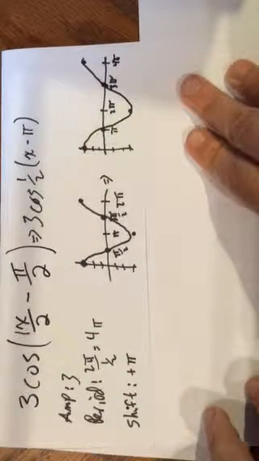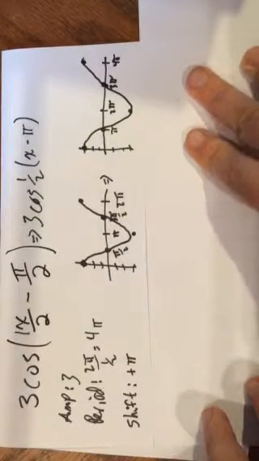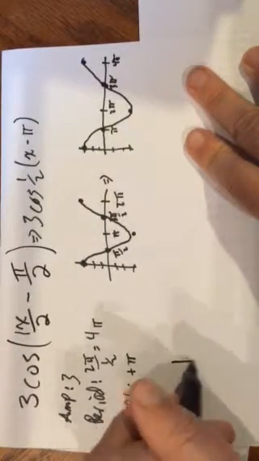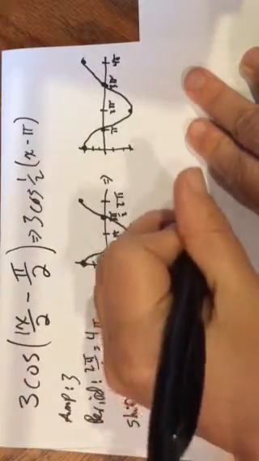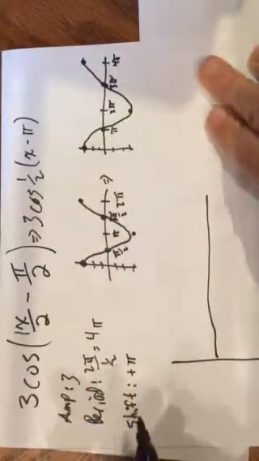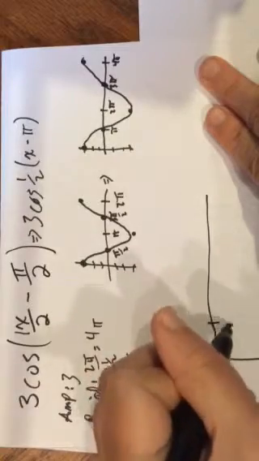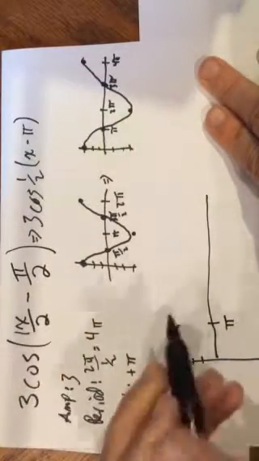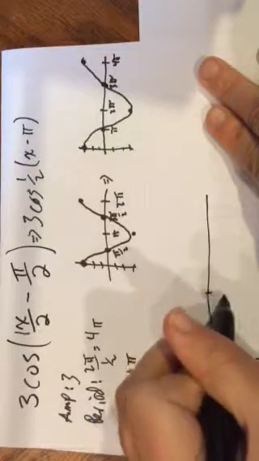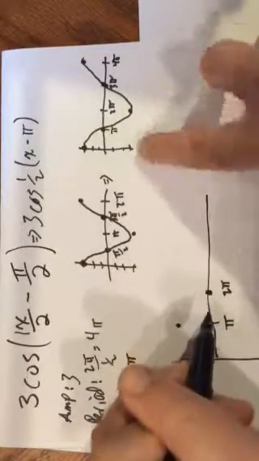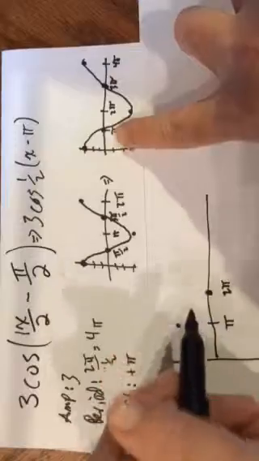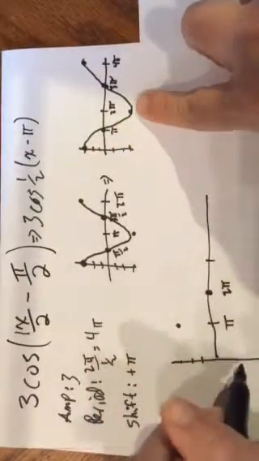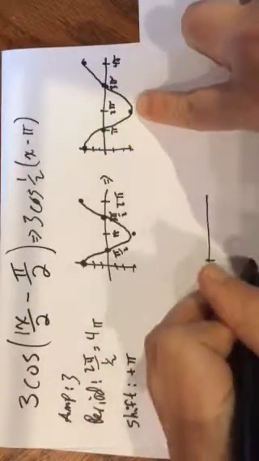So last thing I need to do is shift it, and it needs to go right pi. So I'm literally just going to add pi to each of these points. 0 plus pi would be pi. That's where it's going to start, up at 3. Pi plus pi is 2 pi, so that's where it crosses the x-axis for the first time. 2 pi plus pi is 3 pi, so that's where it goes down to negative 3.